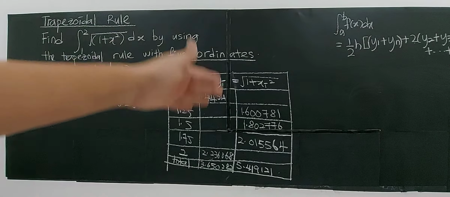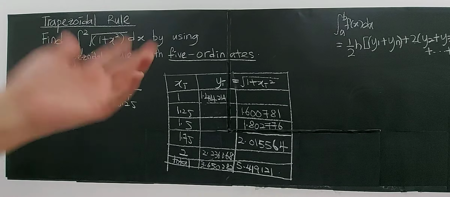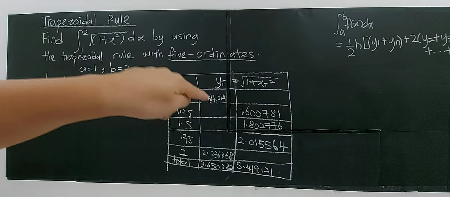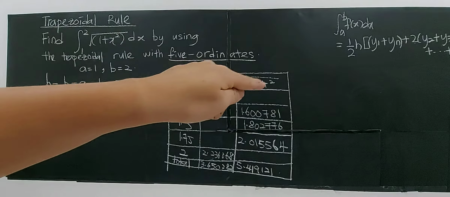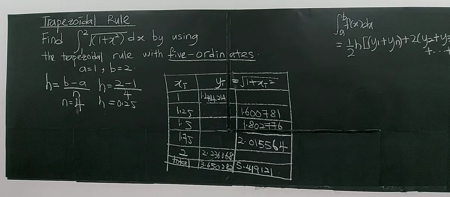Okay, so we have filled in all the table by using calculator, right? There is another way. You can just substitute one by one. 1 plus 1 squared up to getting the value. 1 plus 1.25 squared getting the value. You're going to key in. It's also okay. So now we have already gotten all the values here.